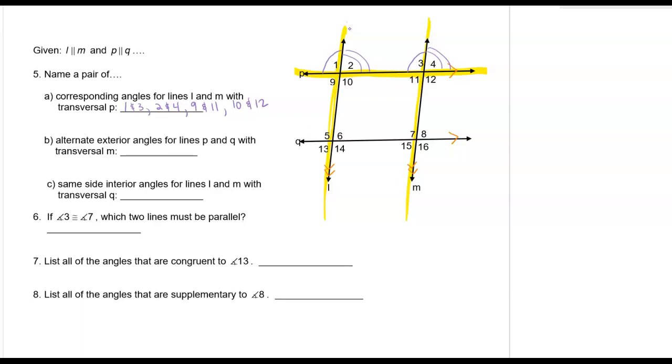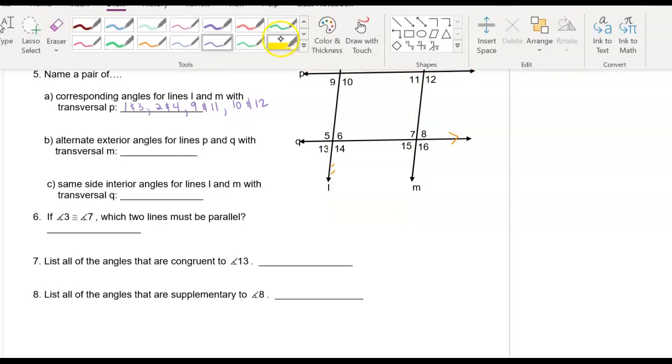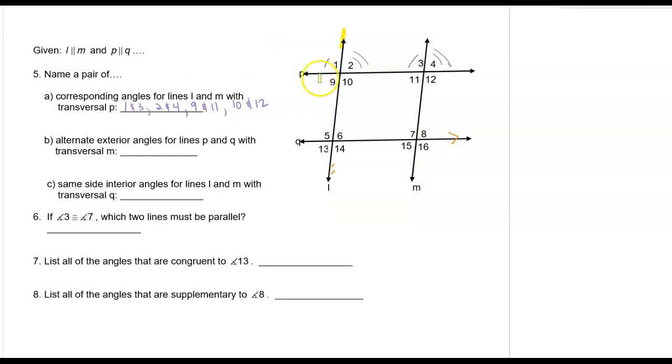So what you can do with the computer notes is you can erase the highlight that we put on there for the first two lines, and then you can highlight the new lines that we're going to use. We're going to use line P and line Q, and then highlight your transversal M. If we had to do this on paper, you would just redraw the drawing if you needed to. Alternate exterior angles for this drawing with these highlighted lines are angles 3 and 16 and angles 4 and 15.